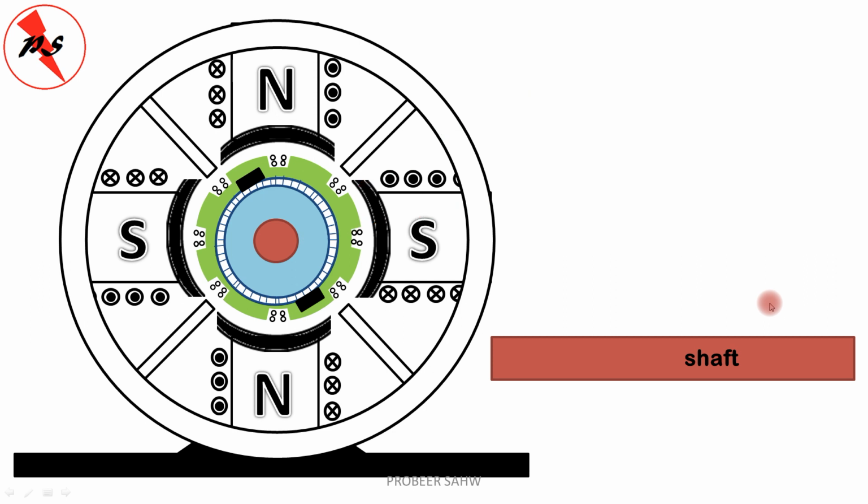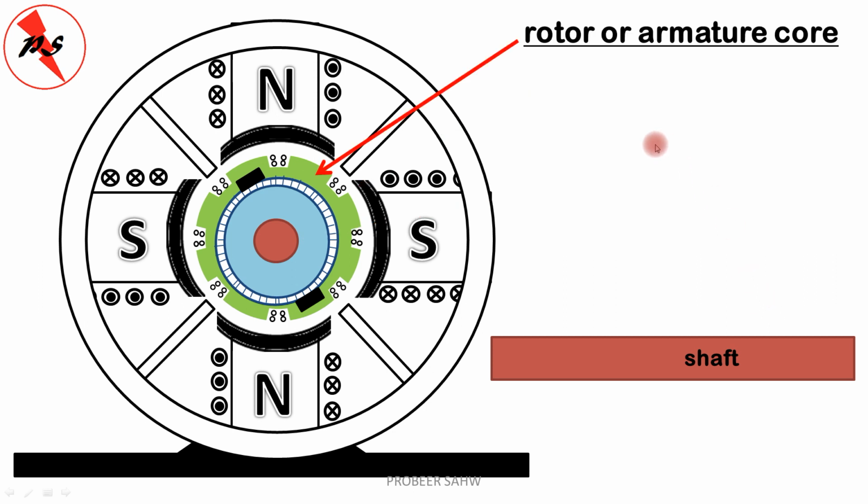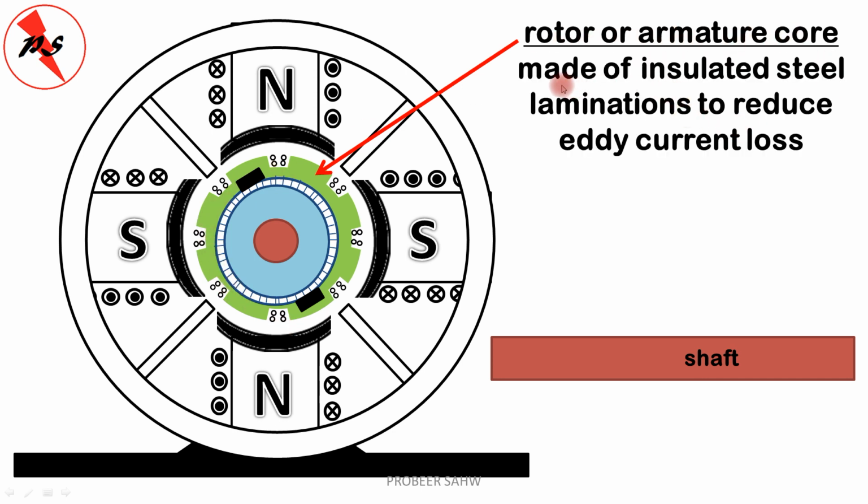Now this rotor or armature core, this outer part of the rotor, is also known as armature core or the rotor core. It is made up of insulated steel laminations. Again, this is not made up of single piece or cast steel. It is made up of steel laminations which are riveted together so as to reduce eddy current loss. Now we know we also have slots on the outer periphery of the armature core to house armature winding.